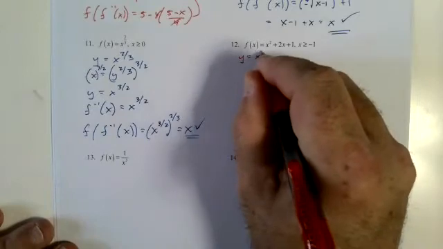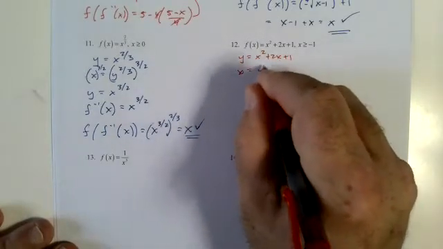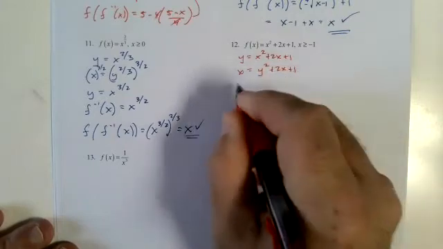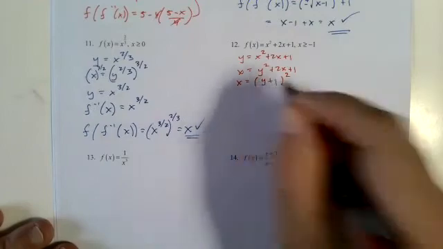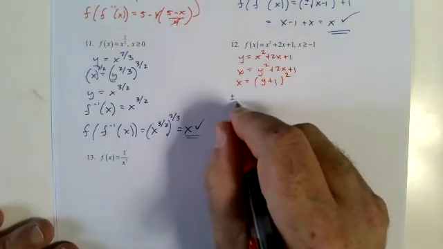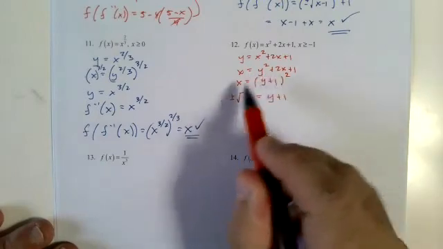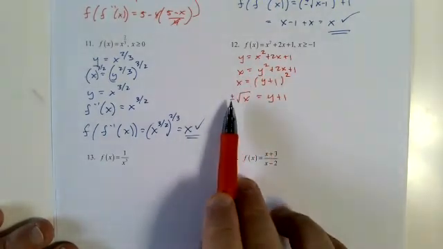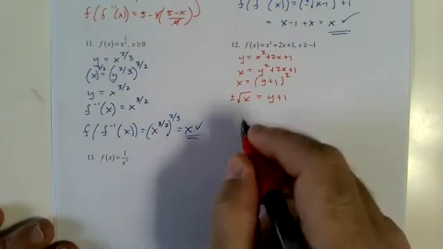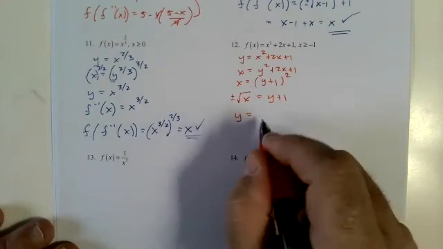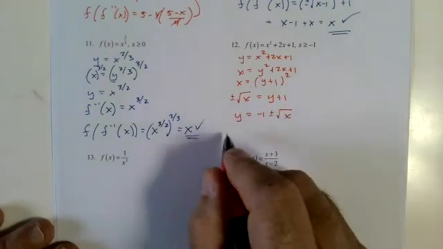Y equals x squared plus 2x plus 1. X equals y squared plus 2y plus 1. This has been set up. Y plus 1 plus or minus square root of x equals y plus 1. So notice I went square root, square root. When I put in the square root, we need a plus or minus. A lot of people ignore that. Do so at your peril. Y equals negative 1 plus or minus square root of x.